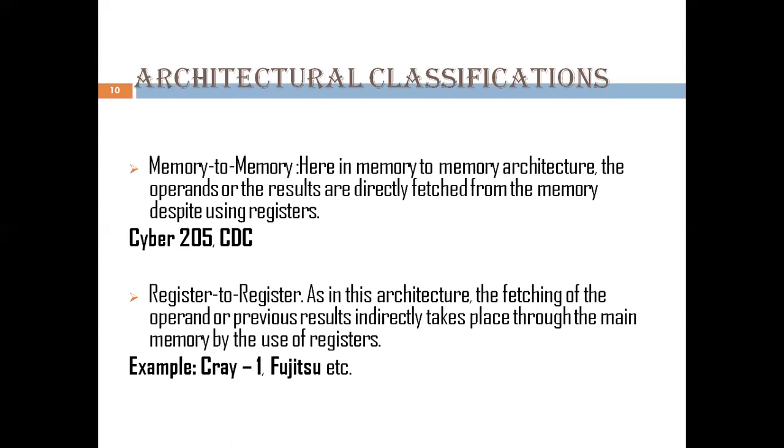In register to register vector processor, the source operand for instruction, the intermediate result and final result all are retrieved from vector or scalar register. The fetching of the operands or previous result indirectly takes place through the main memory by the use of registers. Examples of register to register are Cray, etc.